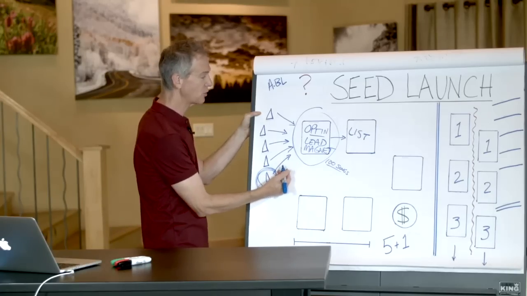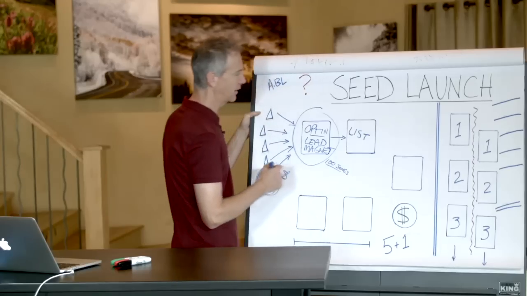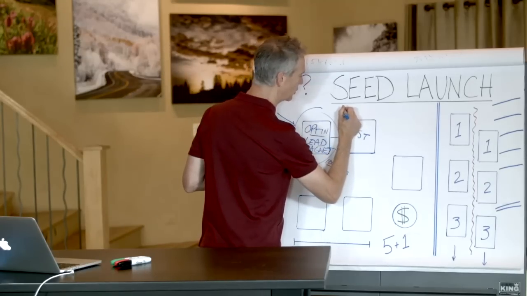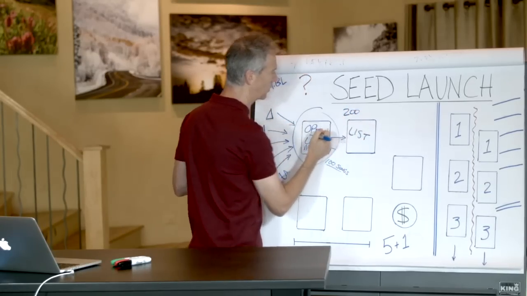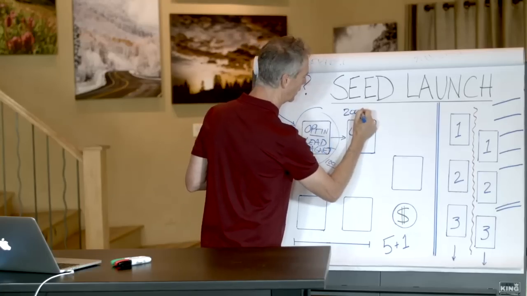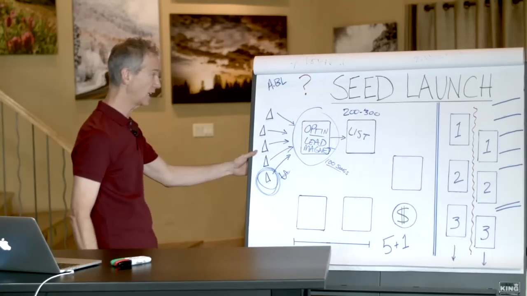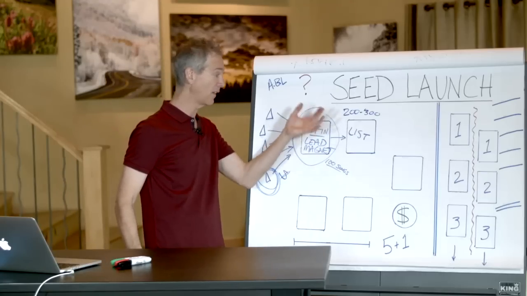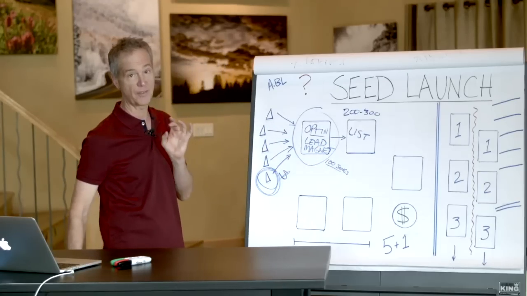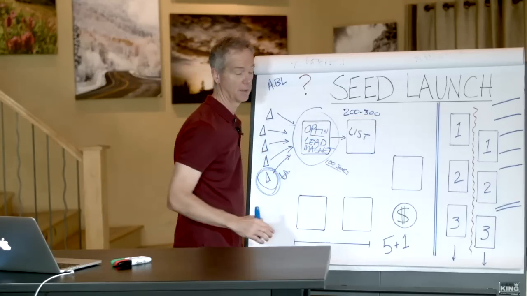So you send some traffic into here, and you start to build out your list. Now, what I want you to do is think about 200 people, but really let's think about 300. Some people have done seed launches with much less. Some people have done seed launches with a lot more. But just as a rule of thumb, aim for between 200 and 300 people.